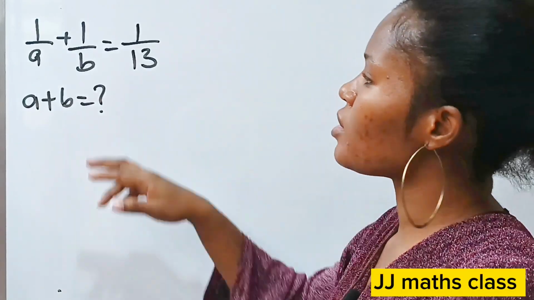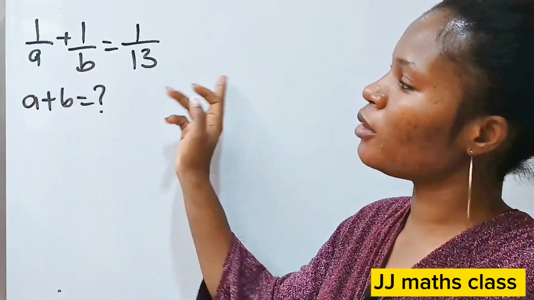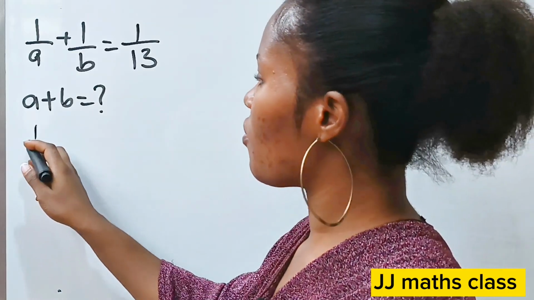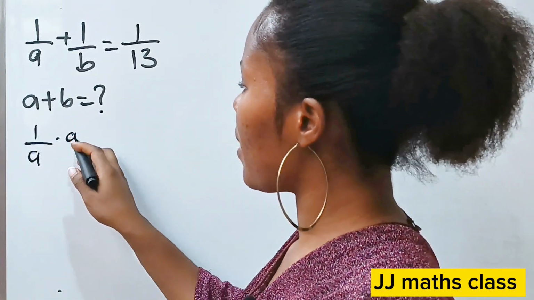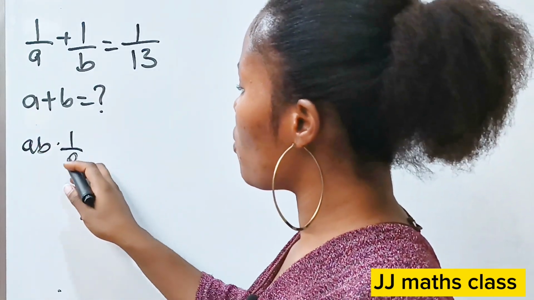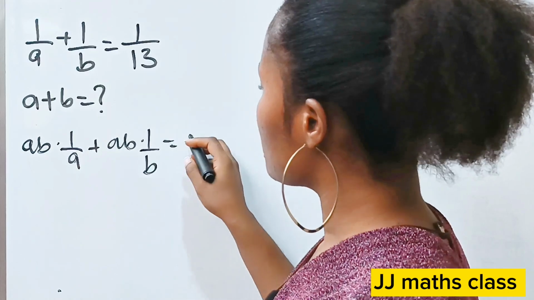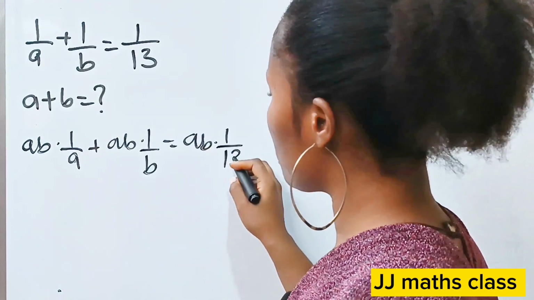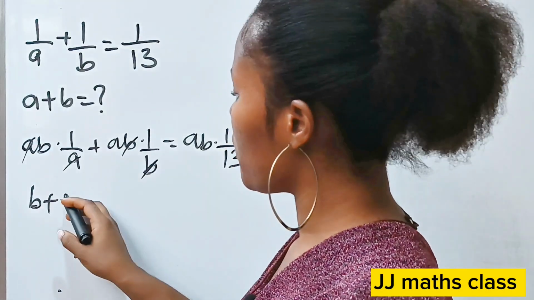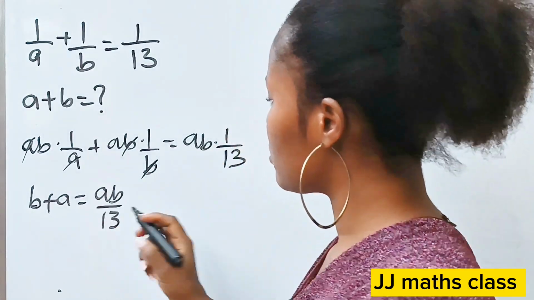First of all, let us clear this fraction on the left hand side by multiplying through by the LCM of a and b, which is ab. So ab multiplied by 1 over a, plus ab multiplied by 1 over b, is equal to ab multiplied by 1 over 13. Now a cancels a, we have b, plus b cancels b, we have a, is equal to ab over 13, right?